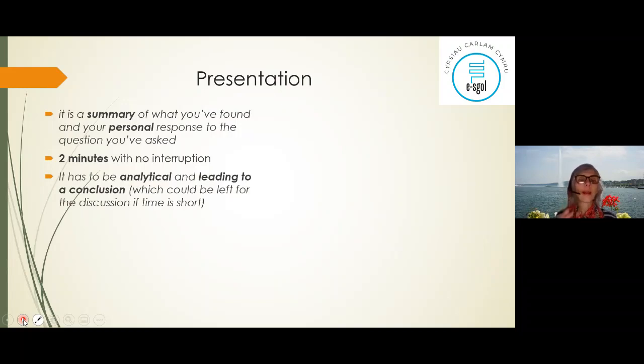It has to be analytical, like when you're writing, in fact. This year you're learning to be analytical, and it has to lead to a conclusion, which could be left for the discussion if your time is short. Just introduce your conclusion and leave it. I'm pretty sure your teacher or the examiner will ask the question about your conclusion.